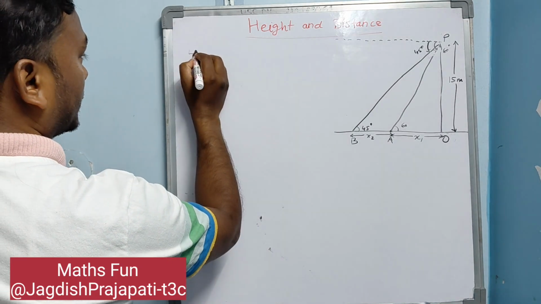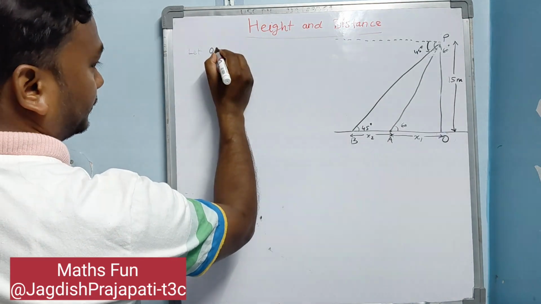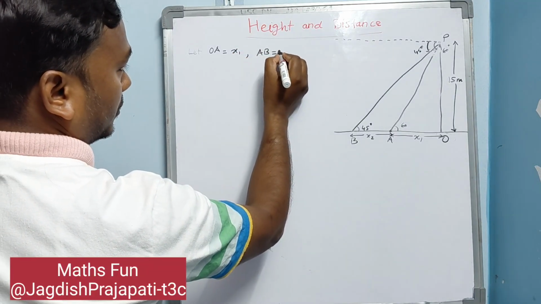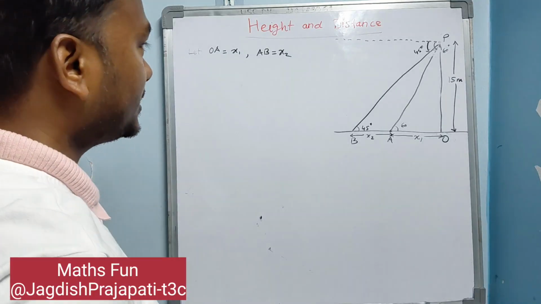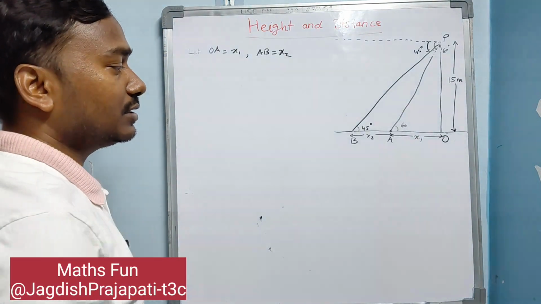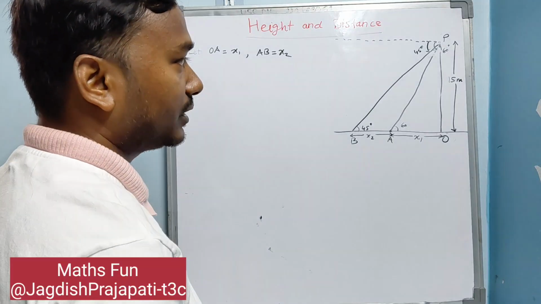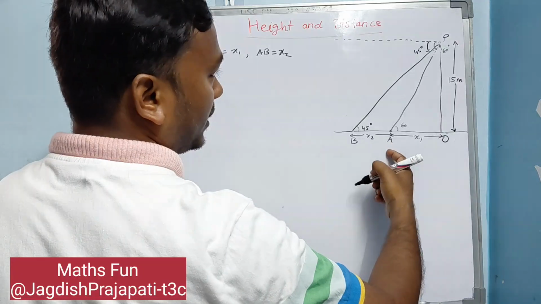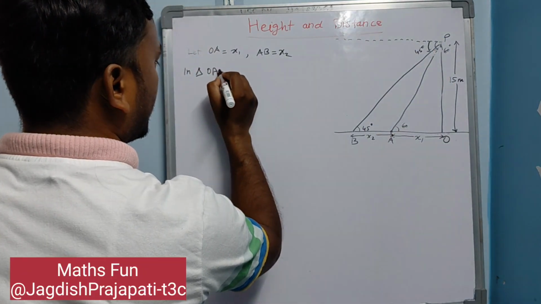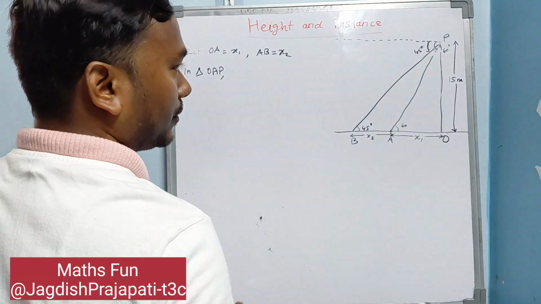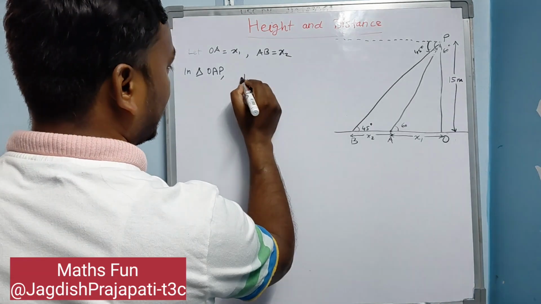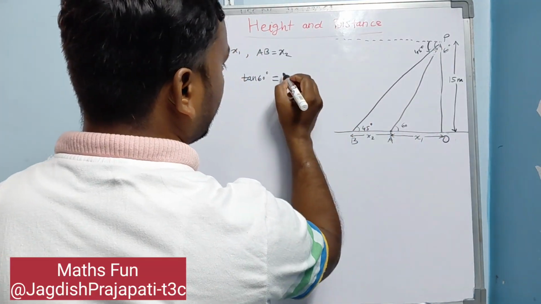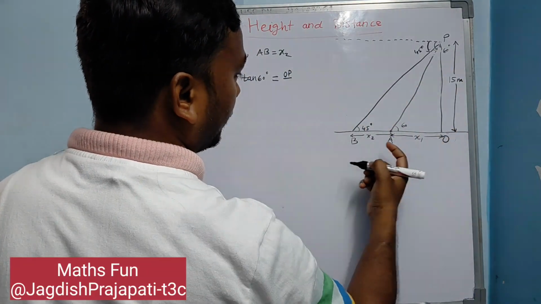Okay. So let OA equal to x1 and AB equal to x2. So what is our desired? We have to find the value of x2. Okay. So now in triangle OAP, we can write the relation tan 60 degree equal to OP upon OA.